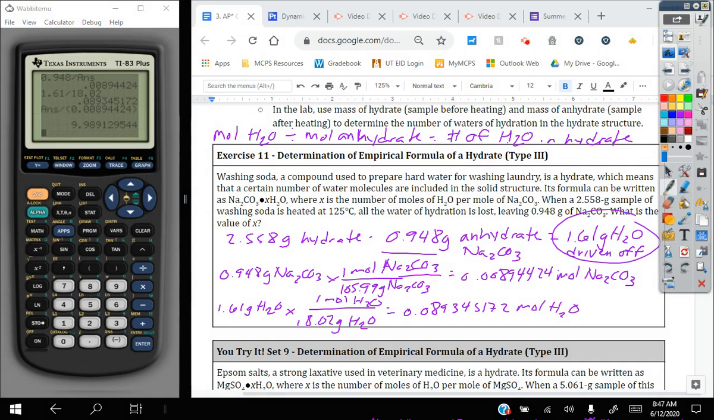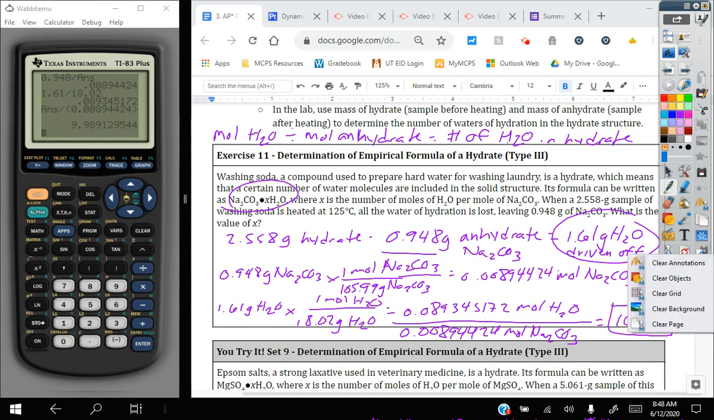So I'm going to make sure that I show the work here. 0.0894424 moles of Na2CO3, my anhydrate, and this gave us about 10, which is equal to X. So the actual formula for this is Na2CO3 dot 10 H2O. Okay, and that's really all there is to it. That's the same calculation you're going to end up doing in the lab.